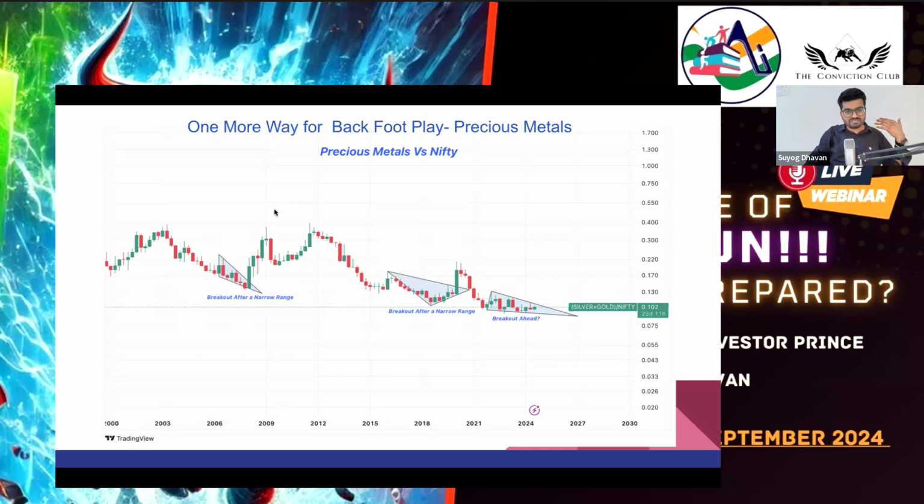This is the precious metals divided by Nifty ratio chart. 2008 के फॉल के पहले वो रेशियो नैरो हुआ, उसके बाद ब्रेकआउट हुआ. इसका मतलब क्या है, यहाँ मार्केट फॉल किया है बट प्रीशियस मेटल्स ऊपर गए या घटे नहीं है. Same happened before 2018. Same, are we going to see that playing out once again? So this is the clear indication.